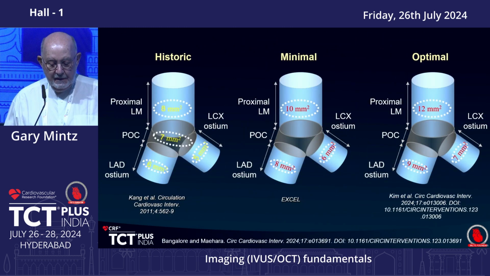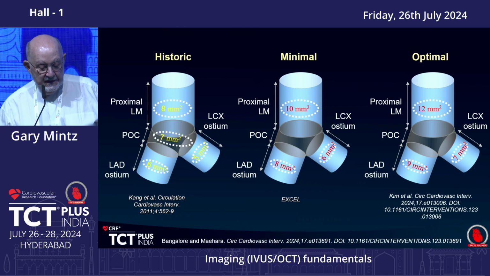This is my interpretation of the editorial by Akiko and Sri Bangalore that accompanied the recent paper from Asan Medical Center. These are the historic Sujin Kang numbers. These are the EXCEL numbers. And if at all possible, these are the optimal minimal stent areas when stenting a left main.